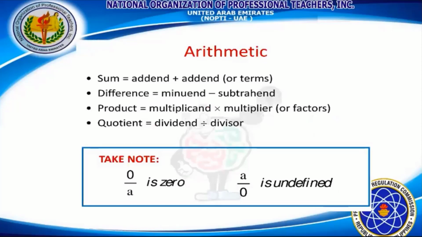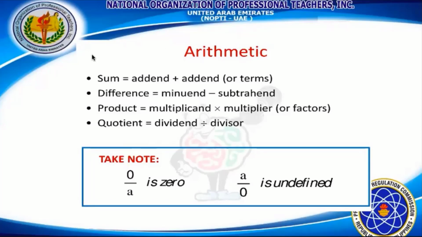Okay, first, arithmetic. So you need also to know that in addition, we have addend plus addend. Ang sagot ay si sum. Minuend minus subtrahend, the answer is difference. Multiplicand and multiplier, or sometimes they are called factors, the answer is product, pag multiplication. In division naman, we have dividend and divisor. And the answer in division is quotient.